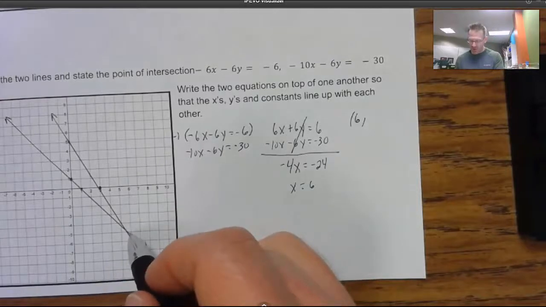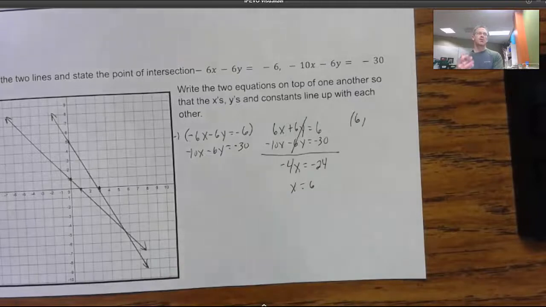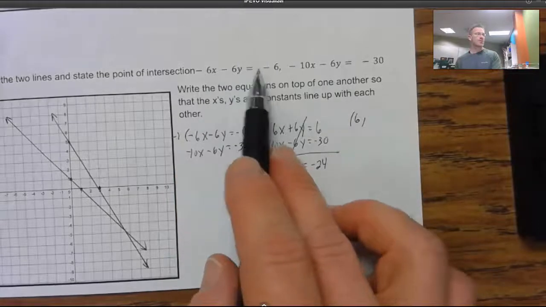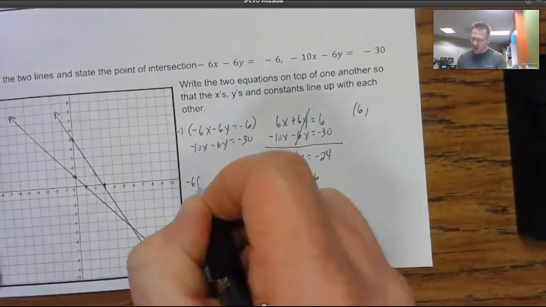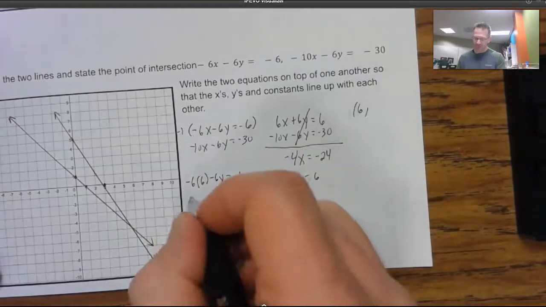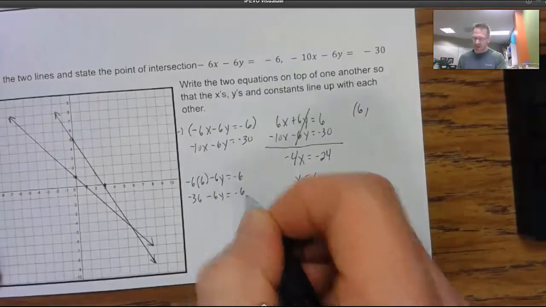So maybe my lines are drawn a little bit off. Once again, that's the disadvantage of doing it with graphing: you may not be as accurate as you could be with the algebra. Now we have x, so we need to find y. I can go back and plug it into either equation. I'm just going to use this first equation here. So -6 times x, which we know is 6, gives me -36 minus 6y equals -6.